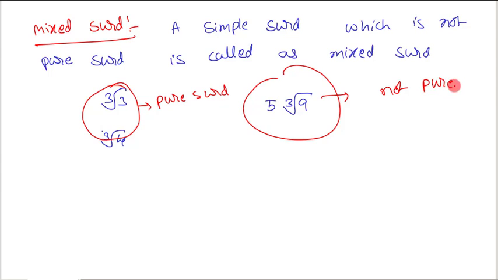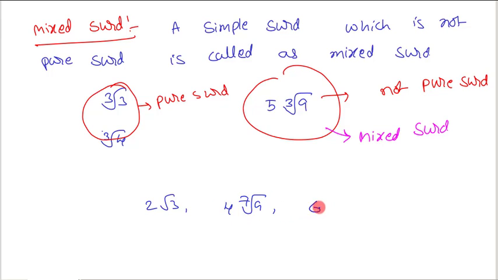If it is not a pure surd, then what type of surd? If a simple surd is not a pure surd, then it is called a mixed surd. So let me give you a few more examples of mixed surds: 2 into root 3, 4 into 7th root of 9, and 6 into 6th root of 18, and so on. These are examples of simple surds, mixed surds.